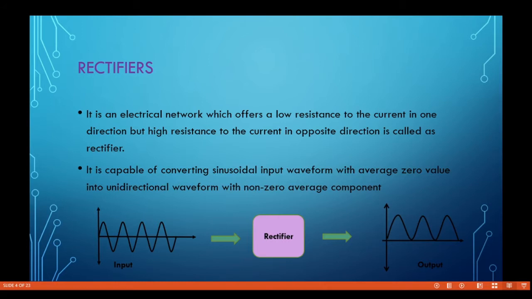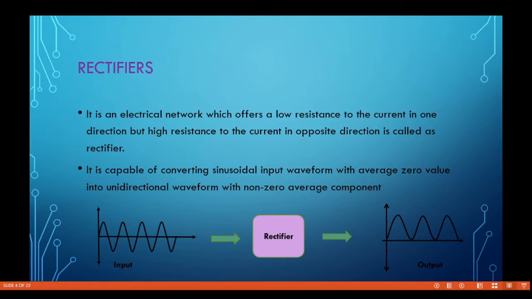Or a rectifier is capable of converting a sinusoidal input waveform with average zero value into a unidirectional waveform with non-zero average component value. So that means a rectifier can be defined in two terms. In the first, we have talked about the rectifier being an electrical network with some electronic components, which provides a low resistance in one direction and high resistance in the other direction.